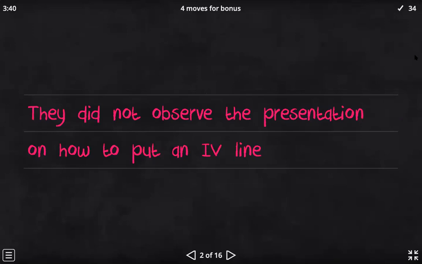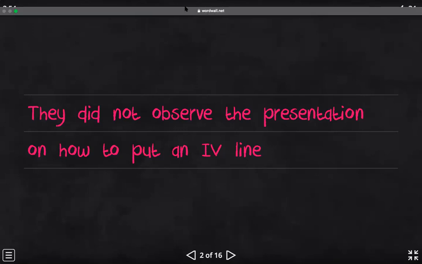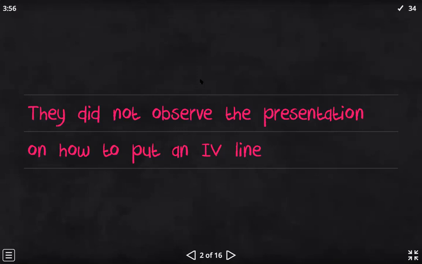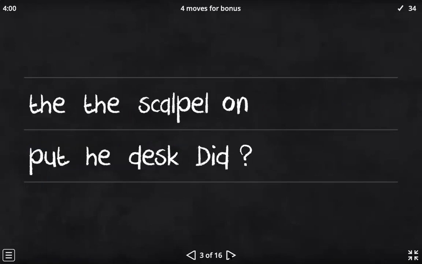Okay, so they did not observe. Did not observe. That's our simple past. The presentation on how to put an IV line, de cómo poner, to put an IV line. Very good. Creo que alguien quería entrar, or did I already? Creo que ya las dejé. Okay.